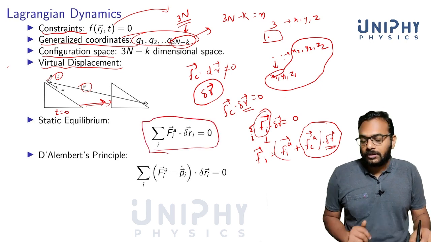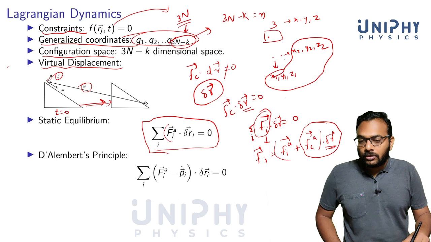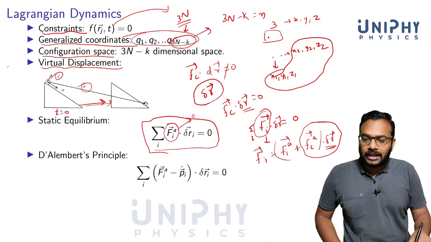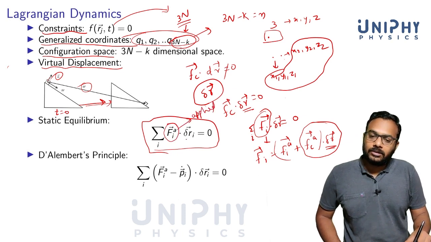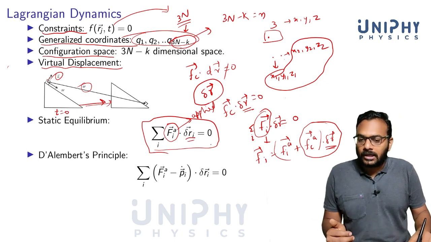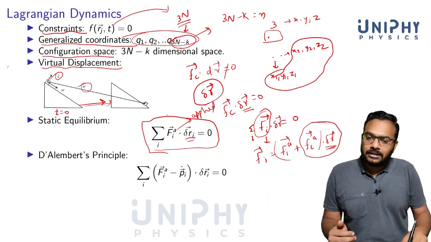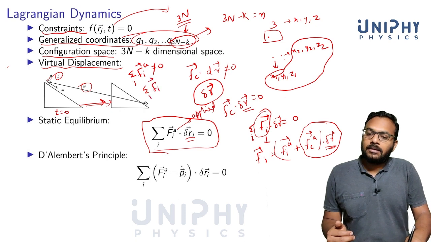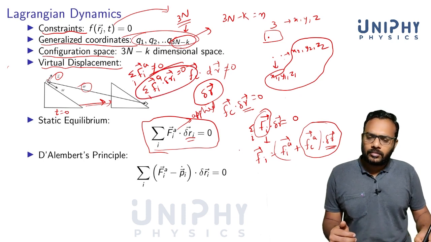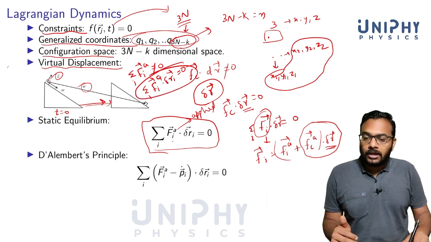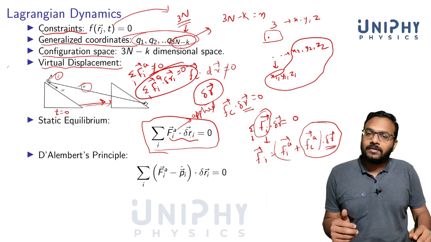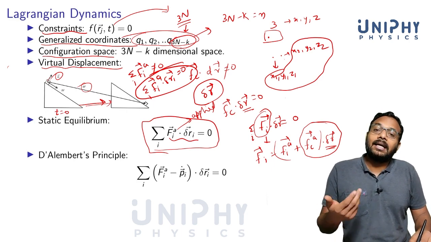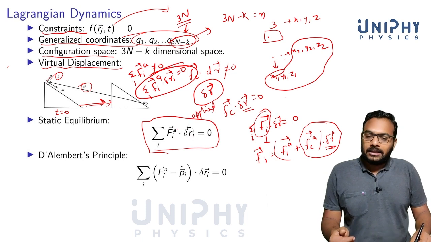Okay, so you have to be careful that summation over Fi^a, this a means applied, this alone is not 0 because all these delta ri are not independent now. So this is not equal to 0. All right, but the sum of Fi^a dot delta ri, this is equal to 0. This thing you have to remember. Now, individually, the coefficients of delta ri are not generally 0 because delta ri are not all independent. Okay, that's the idea.